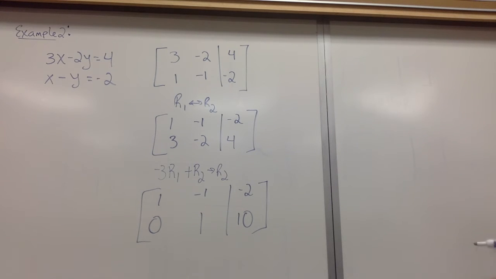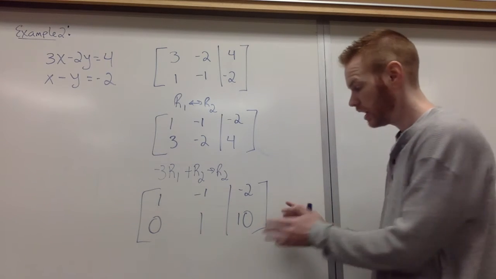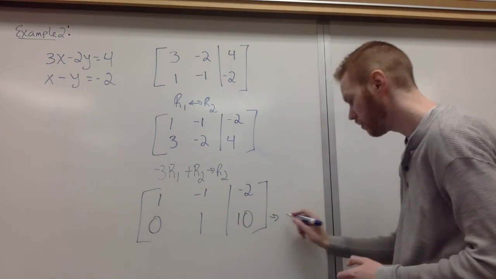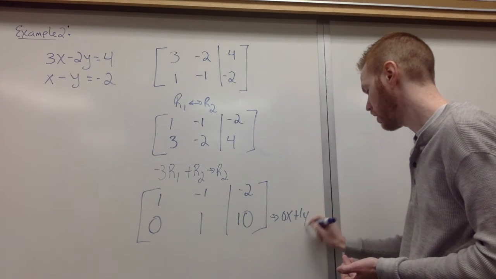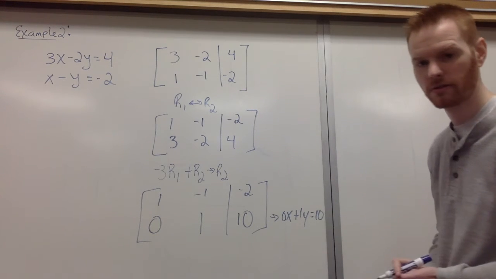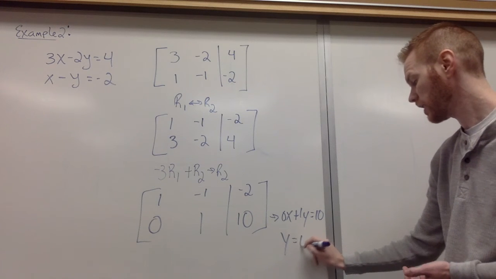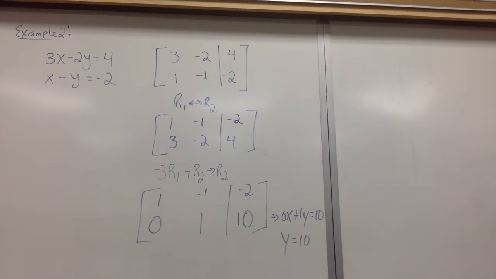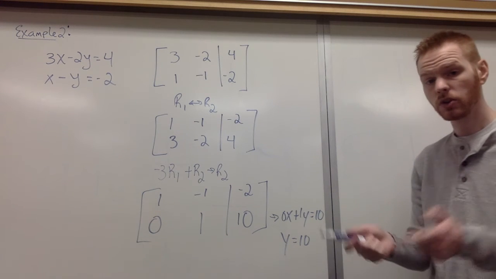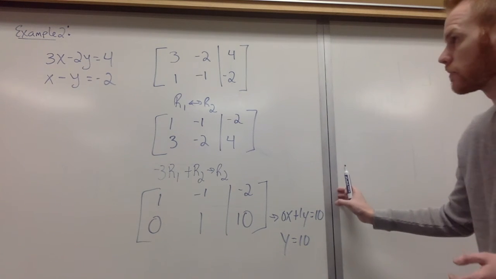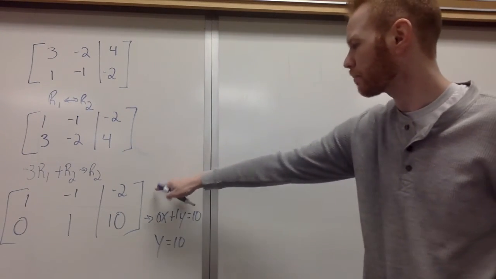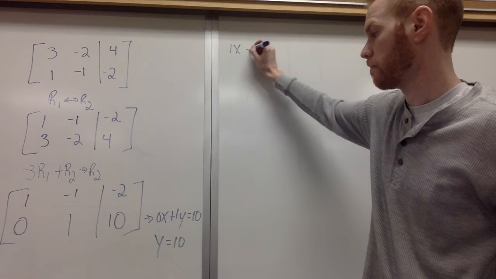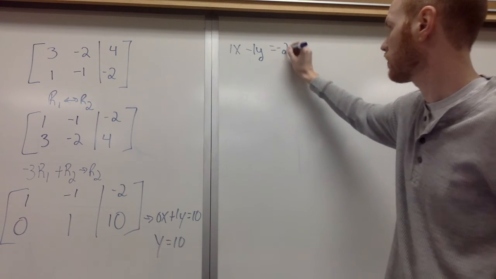Now, in Gaussian elimination, you would stop here. This last row is literally 0x's plus 1y equals 10. So y is just 10. That's what this last row says. Perfect. So what I can do is substitute, right? So let me just push this over here. This top row is 1x minus 1y equals negative 2.